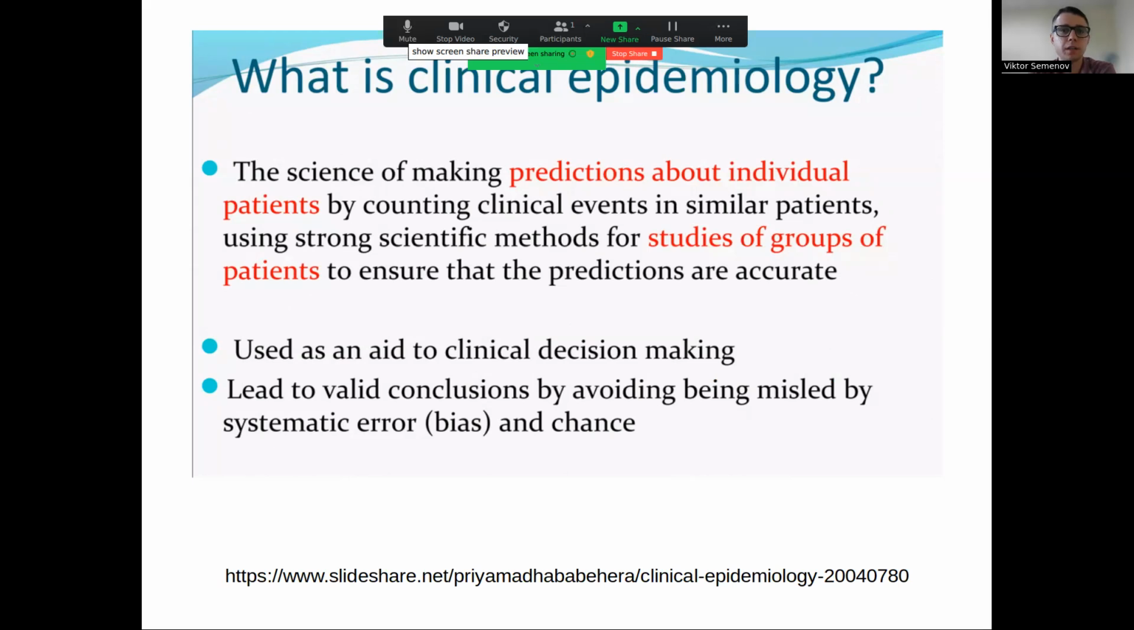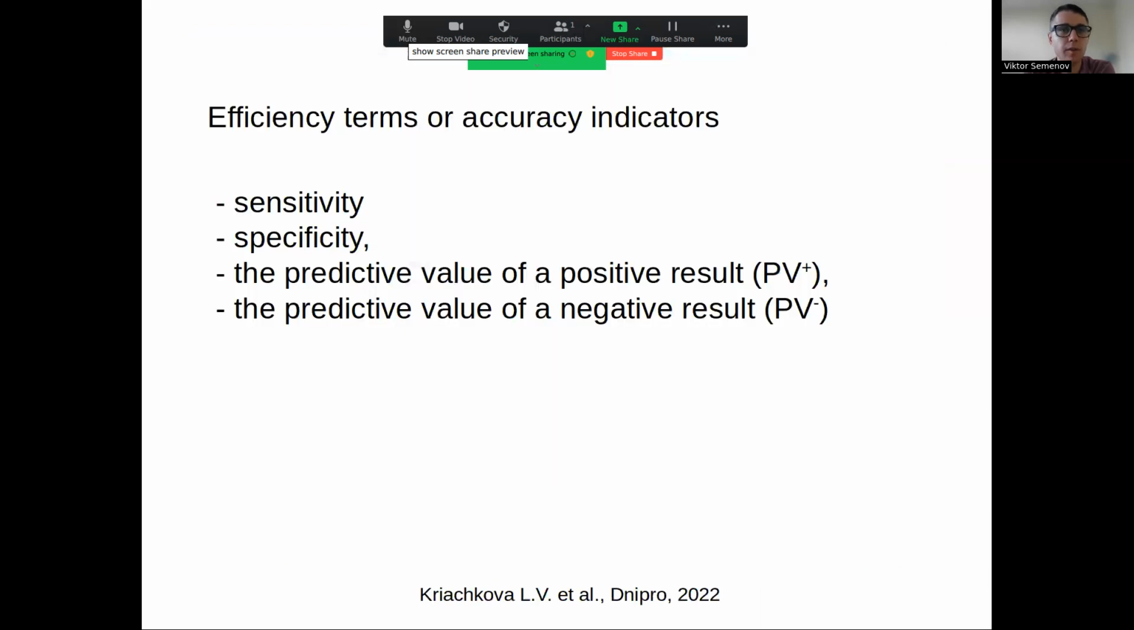It's used as an aid for making clinical decisions, and tries to get to correct conclusions, avoiding some errors and bias and conclusions that may be drawn by chance. So clinical epidemiology tries to eliminate the influence of random factors on making clinical decisions.